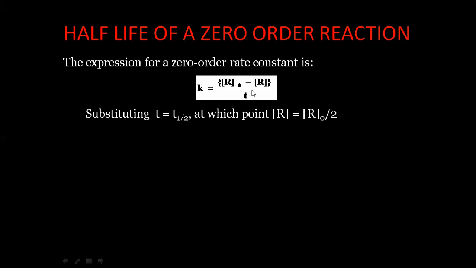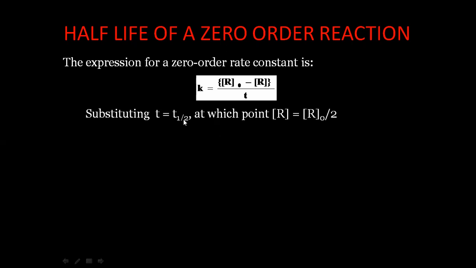When time becomes t half, what will happen to the concentration? The concentration will be equal to half of its initial concentration. R naught is the initial concentration, and R is the concentration at time t. So according to the definition of half-life, the concentration at that moment must be half of the initial concentration. R naught by 2 is half of the initial concentration.